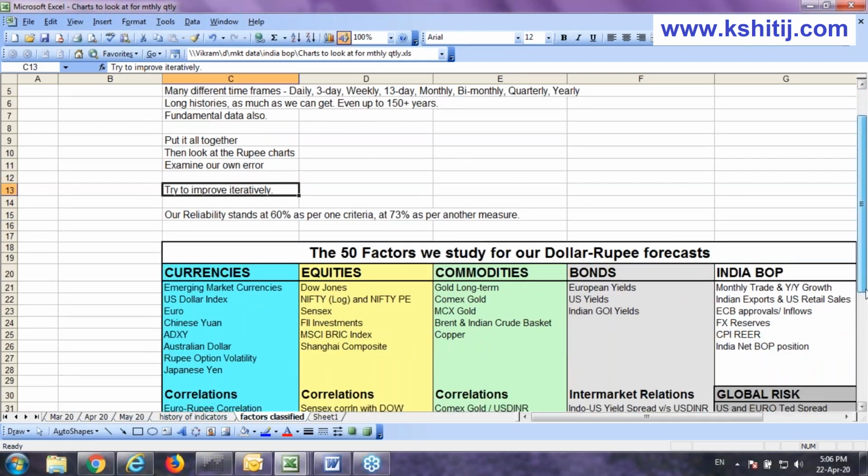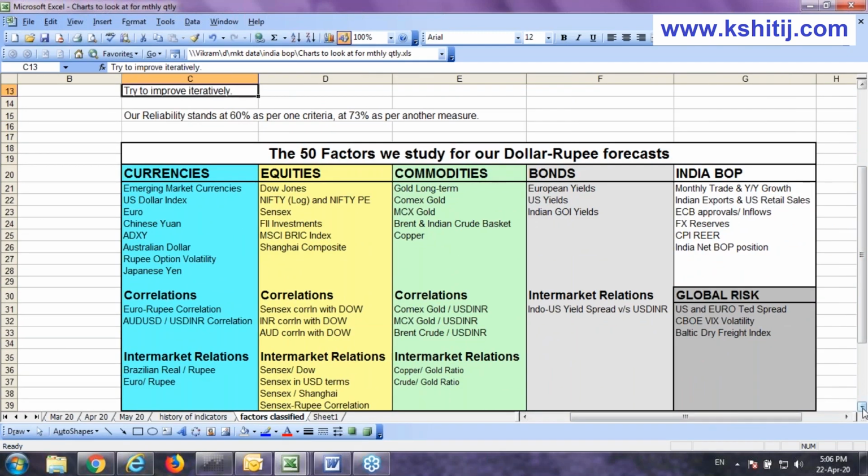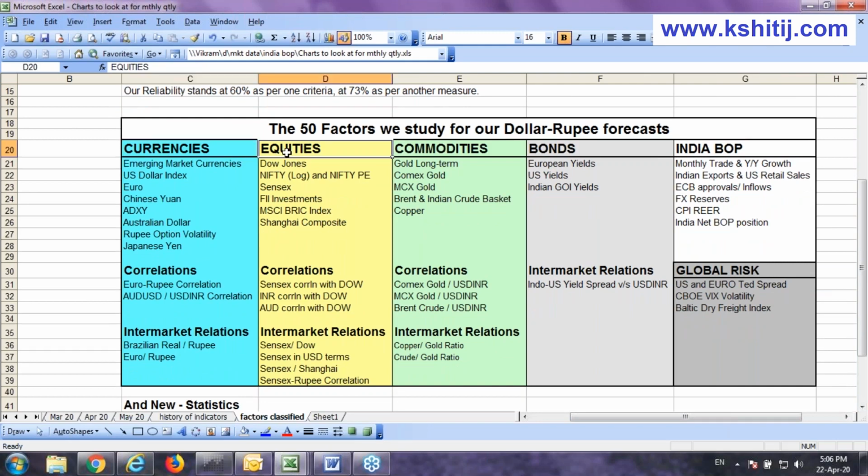So the first thing is the factors that we look at. Here is a snapshot of the different factors that we look at. We look at the currency markets, we look at equities, commodities, bonds, and at India's balance of payments. Within each market, we may look at correlations and at intermarket relationships. So within currencies, just for example, we would look at emerging market currencies, the dollar index, the euro, Chinese yuan, etc. Equities, we would look at Dow Jones, Nifty, etc. Commodities, we'd look at gold. Bonds, we'd look at European yields, US yields, Indian yields, etc. And a lot of correlations and a lot of intermarket relationships.